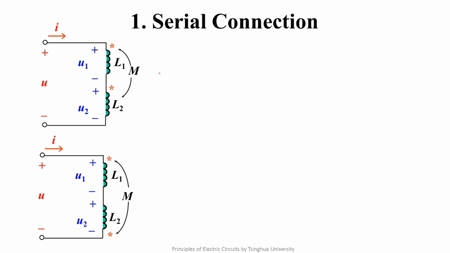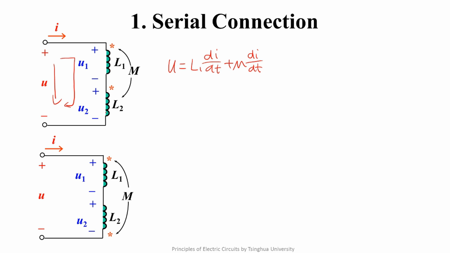For the first case, we use KVL. Coil 1 has two voltages, that is, the self-induced voltage and the mutually induced voltage respectively. For the self-induced voltage, due to the associated reference direction of U1 and I, it is positive. For the mutual voltage, because the current flows into coil 2 from the dot, the induced voltage of coil 1 is positive above and negative below. The direction of the path is like this, so the mutually induced voltage is also positive.